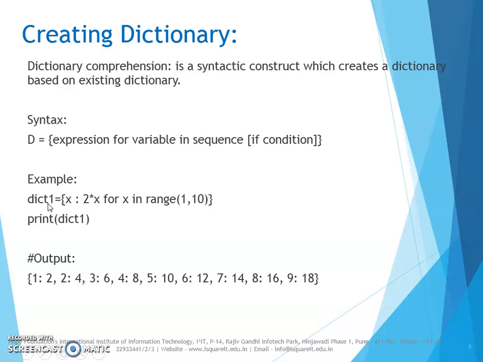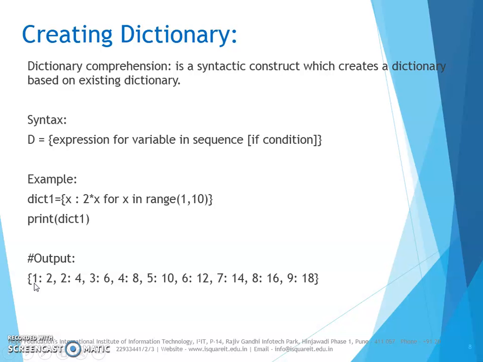Dictionary DICT1 is a variable. We are writing x colon 2 raised to 2 into x. So we are writing x as a key and the value will be 2 into x. The values of x vary as for x in range 1 to 10. As we are using the range method, the values will actually vary from 1 to 9.